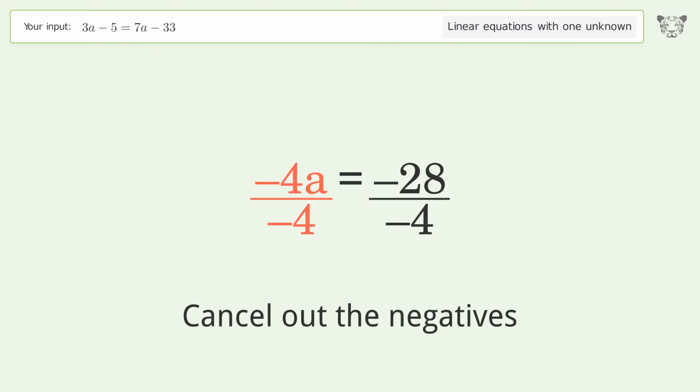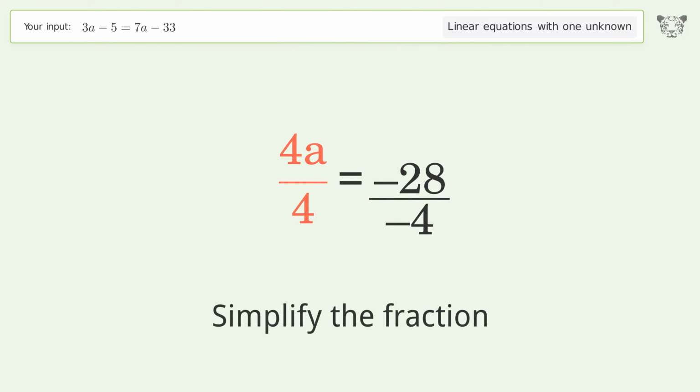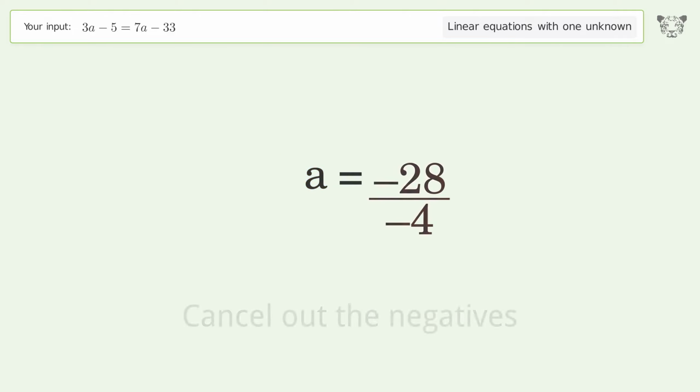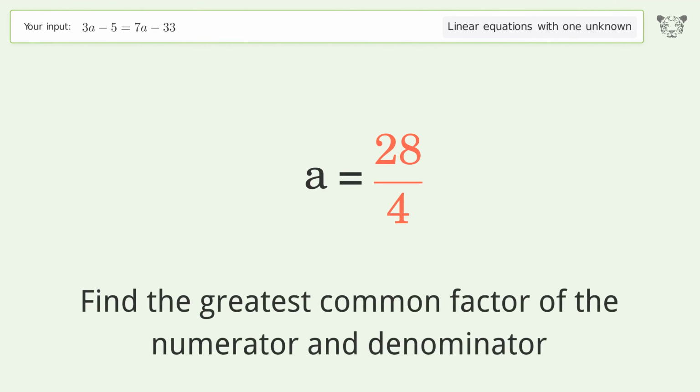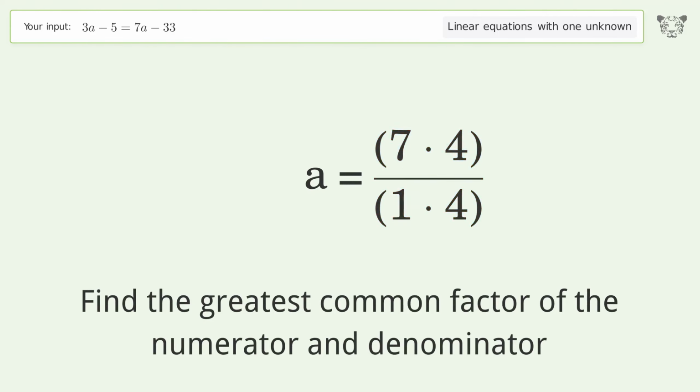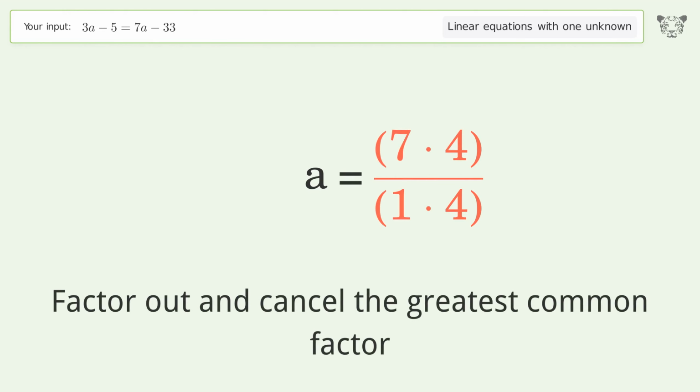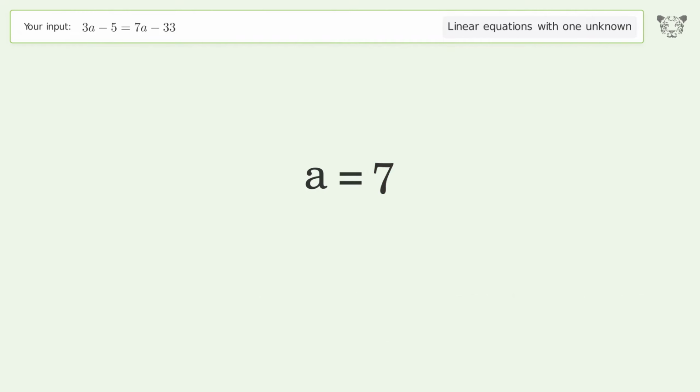Cancel out the negatives. Simplify the fraction. Cancel out the negatives. Find the greatest common factor of the numerator and denominator. Factor out and cancel the greatest common factor. And so the final result is a equals 7.